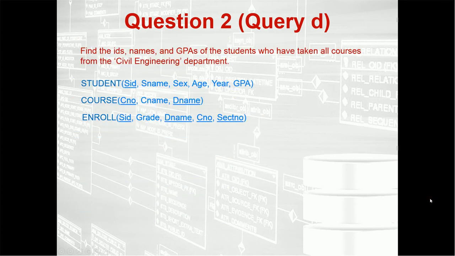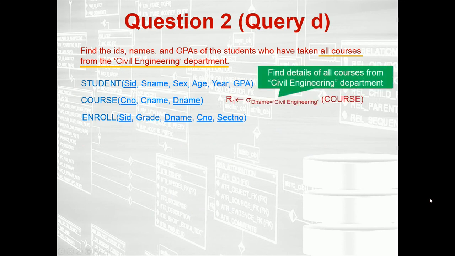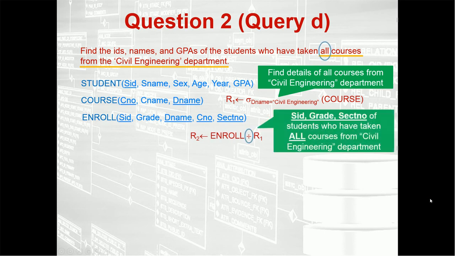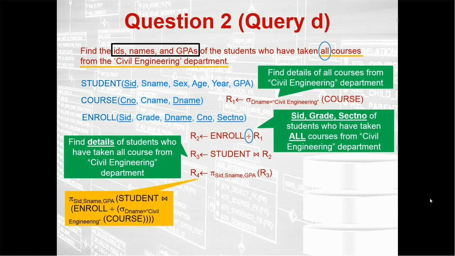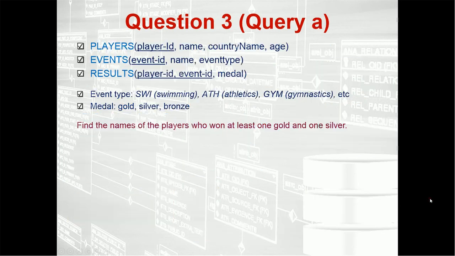First, we find details of all courses from Civil Engineering Department. Then, the divide by operator is used to find CID, grade, and sectional of students who have taken all courses from Civil Engineering Department. The relation R3 contains details of students who have taken all courses from Civil Engineering Department. Finally, projection is used to get the required information into R4. We shall now look at question 3a.